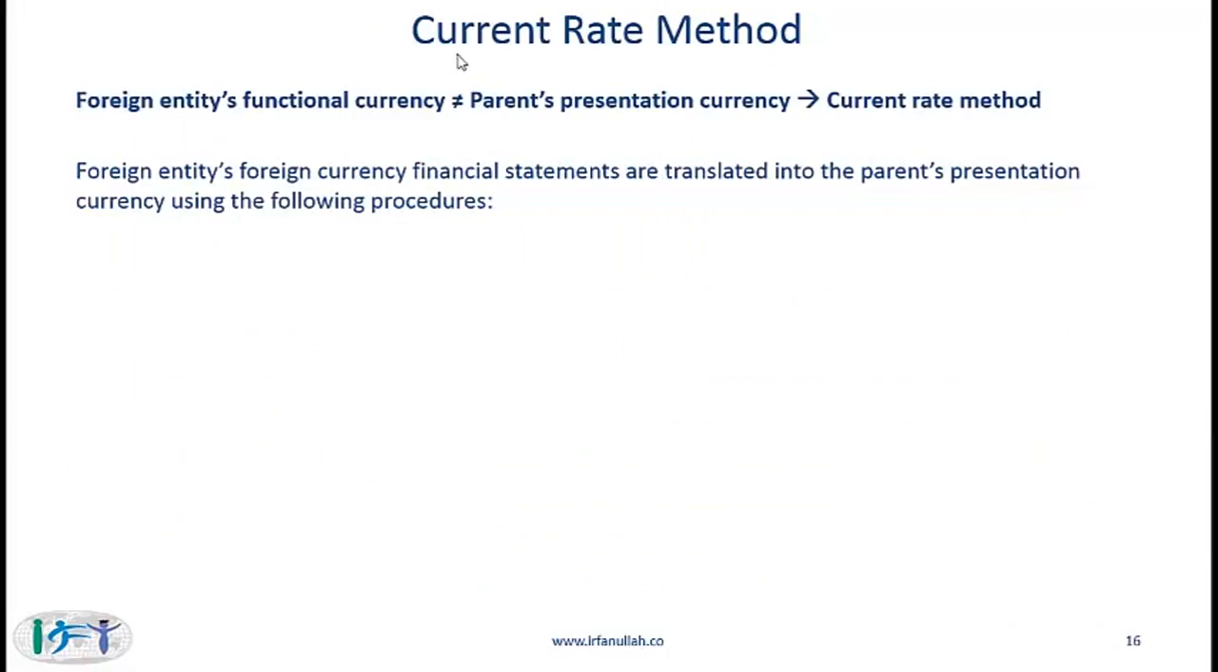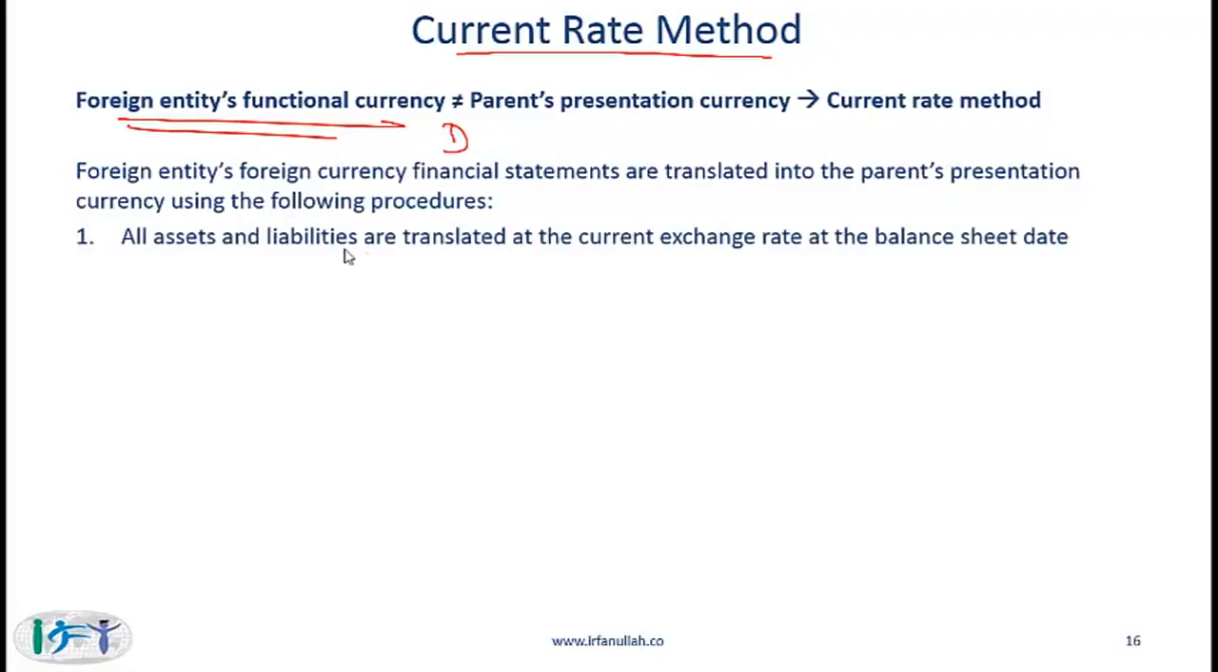Now we'll talk about the current rate method in more detail, and the next slide will talk about the temporal method in more detail. So we emphasize this point again. If the foreign entity's functional currency is different from the parent's presentation currency, then use the current rate method. What is the procedure here? All assets and liabilities are translated at the current exchange rate at the balance sheet date. So if the balance sheet date is 31st December 2002, then we look at the exchange rate on that day and translate all assets and liabilities based on that rate.